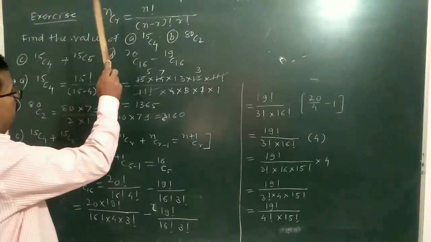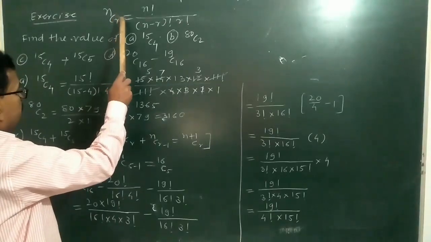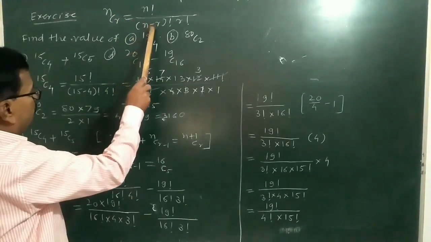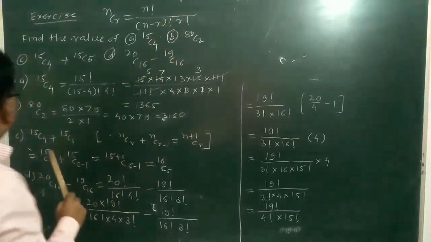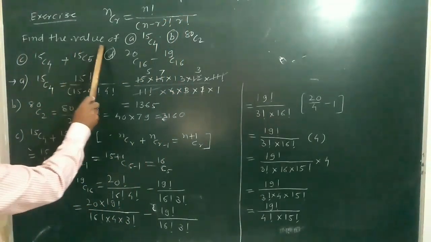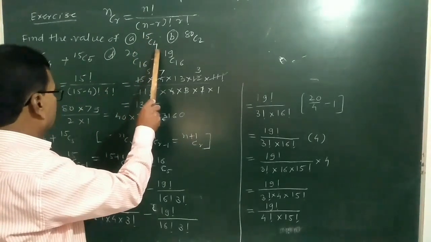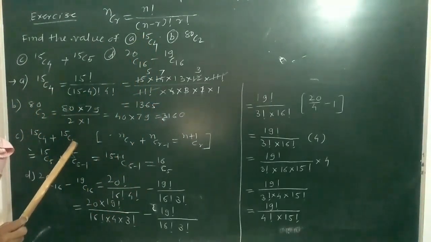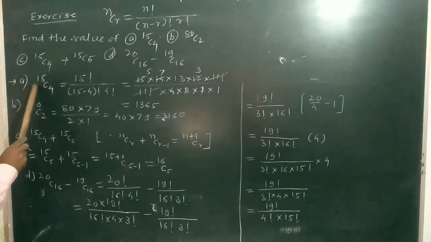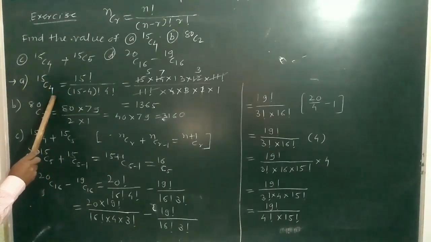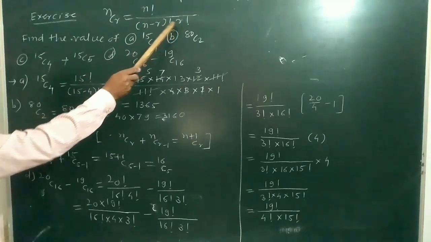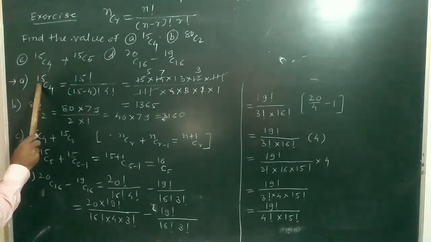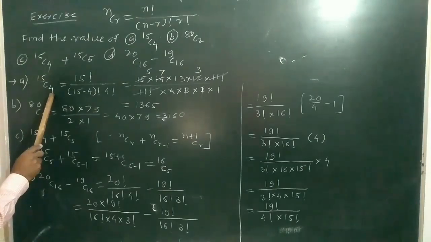Exercise. Problems depend on the formula nCr is equal to n factorial upon (n minus r) factorial into r factorial. First problem, find the value of 15C4. Write the formula nCr is equal to n factorial upon (n minus r) factorial into r factorial. Here n is equal to 15 and r is equal to 4.